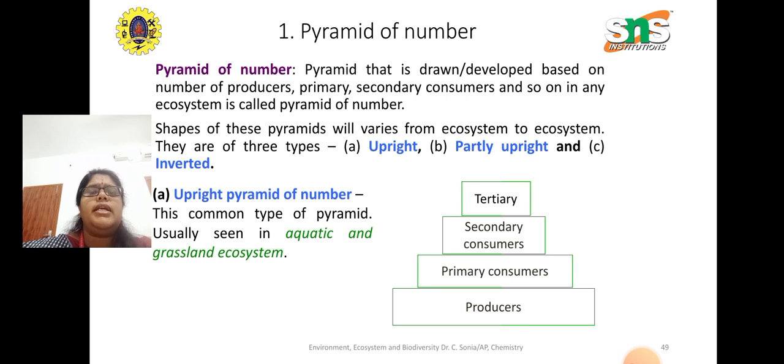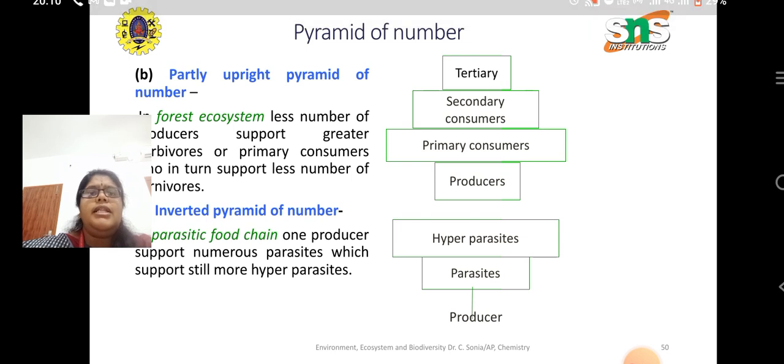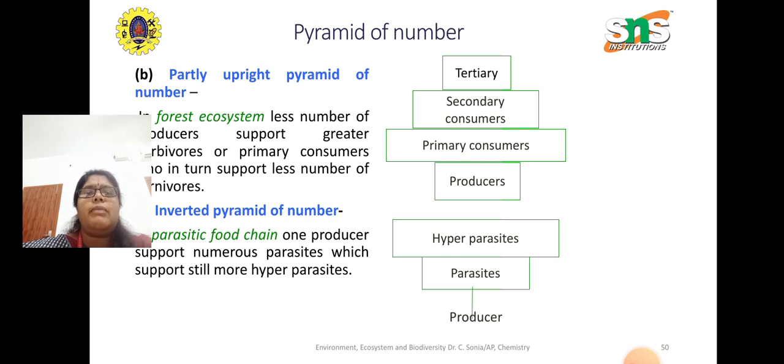The upright pyramid is a common type of pyramid usually seen in aquatic and grassland ecosystems. That is, at the bottom of this pyramid, you have the producer, then comes the primary consumers, secondary consumer, and then the tertiary consumer. Then the partly upright pyramid of number is found in the forest ecosystem. A smaller number of producers support a greater number of herbivores or primary consumers. Then in turn, there is a smaller number of carnivores. So you have the producers, then primary consumer, secondary consumer, and tertiary consumers.